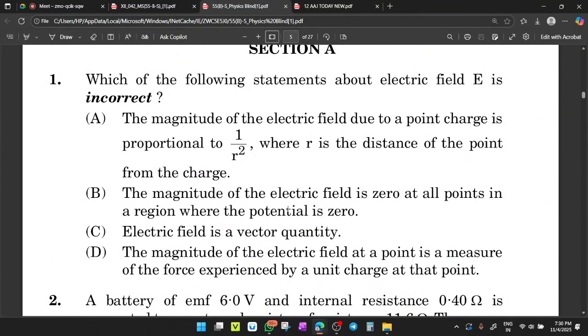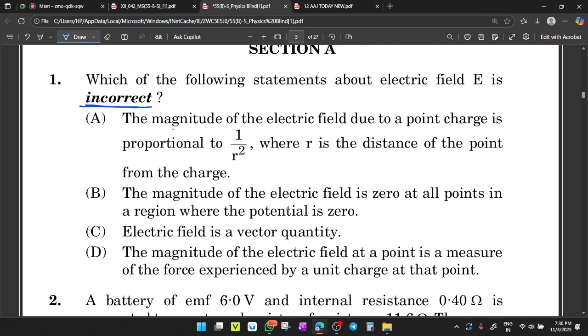Which of the following statements about electric field E is incorrect? Important line: incorrect. You have to find the incorrect statement related to the electric field. The options: A, the magnitude of the electric field due to a point charge is proportional to 1 upon r square, where r is the distance of the point from the charge. B, the magnitude of the electric field is zero at all points in a region where the potential is zero. C, electric field is a vector quantity. D, the magnitude of electric field at a point measures the force experienced by a unit charge at that point. Tell me which one is the incorrect option.